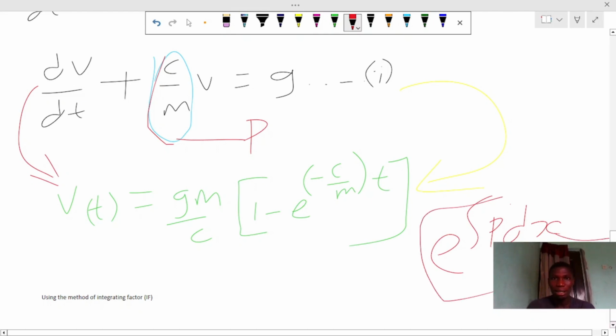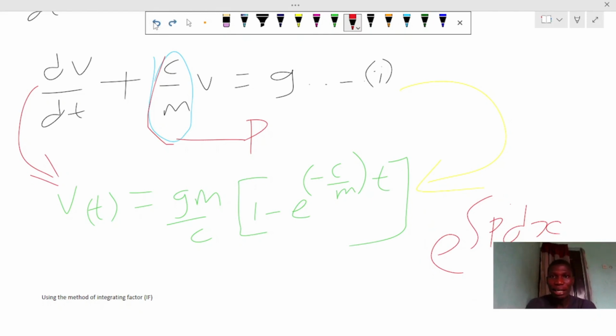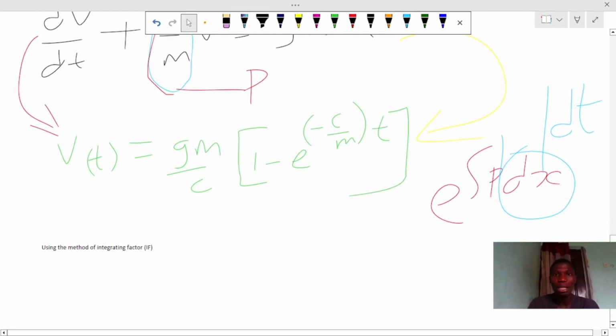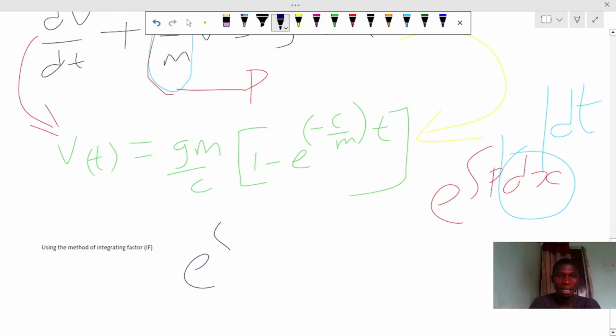Note that this P here represents c over m, and then the x, of course, in our normal differentiation we have dy over dx, but in this case we have dt here, meaning this point will be dt, not the x. So our integrating factor will come in this form. We'll have it like this: the integral of c over m dt.